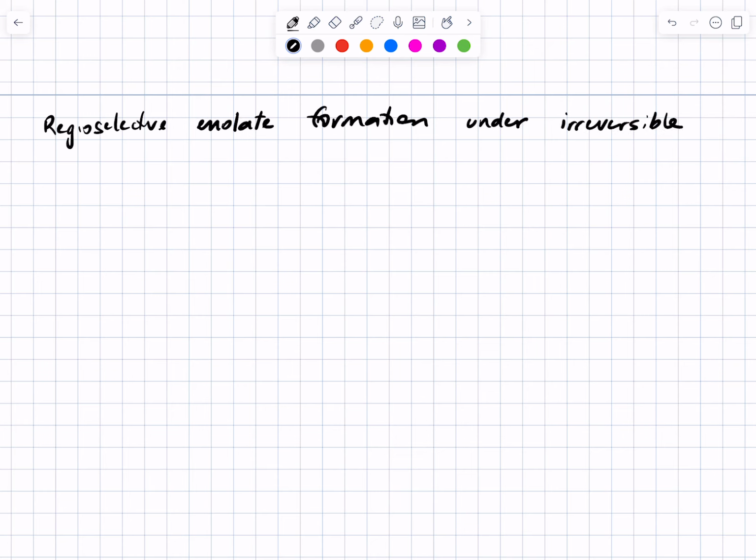There's a couple of different ways you can do this. The one that you will encounter most is using lithium diisopropyl amide as a base. And I showed you this last time. LDA as a base is so basic, so strong that with a ketone, with a pKa of around 20, you can expect basically 100% enolate formation.